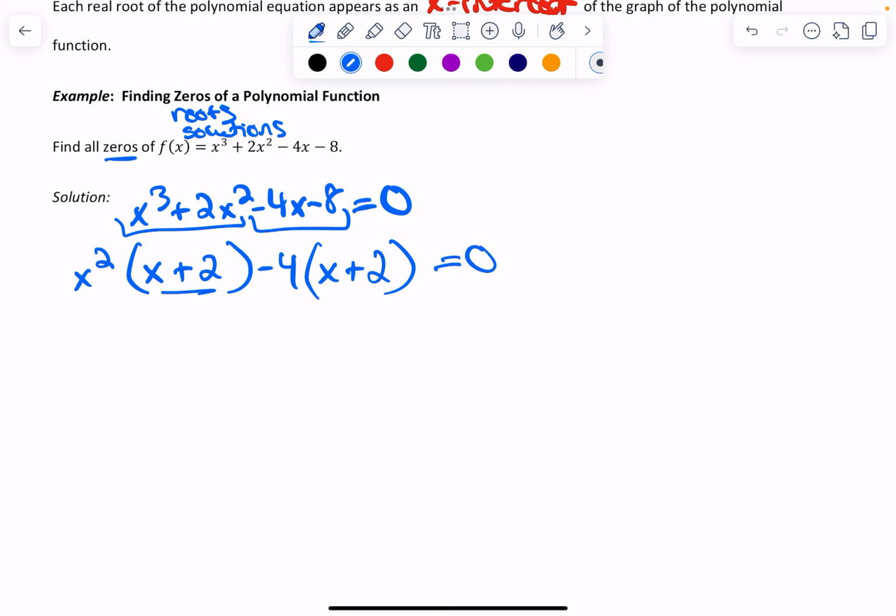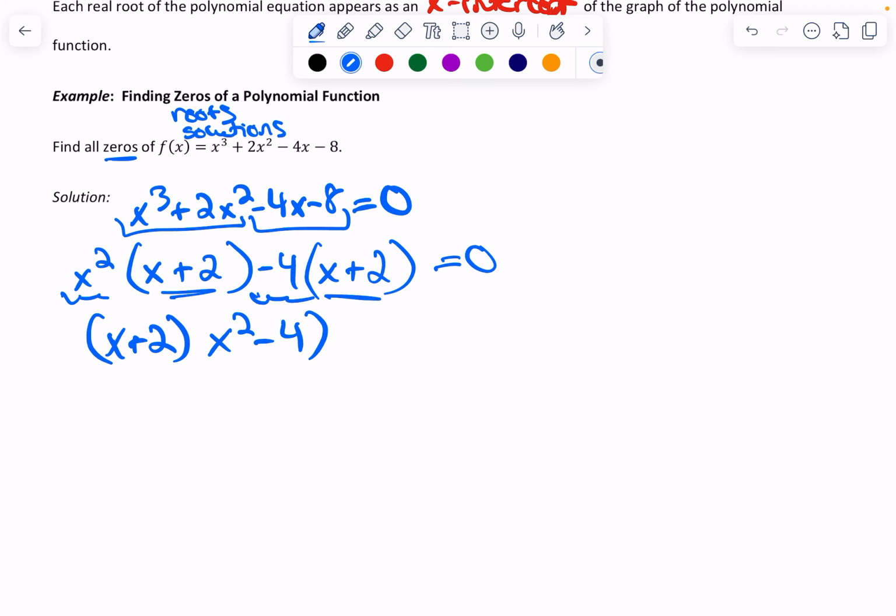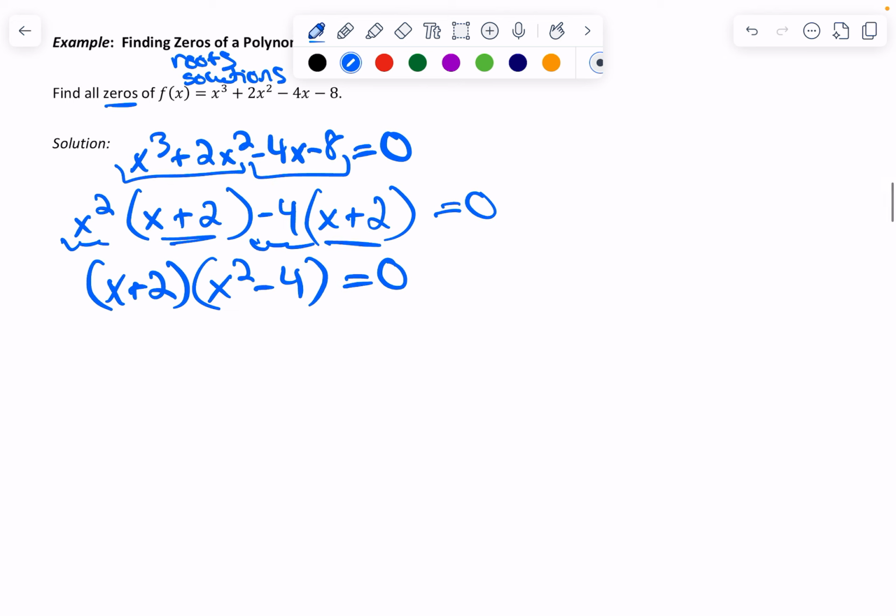Now notice that x plus 2 and x plus 2 are the same, so we can use x plus 2 as one of the factors. Those two have to be the same for us to rewrite it. The other factor is going to be x squared minus 4 equals 0. Okay, now we can use the zero product rule. So x plus 2 equals 0 and x squared minus 4 equals 0.